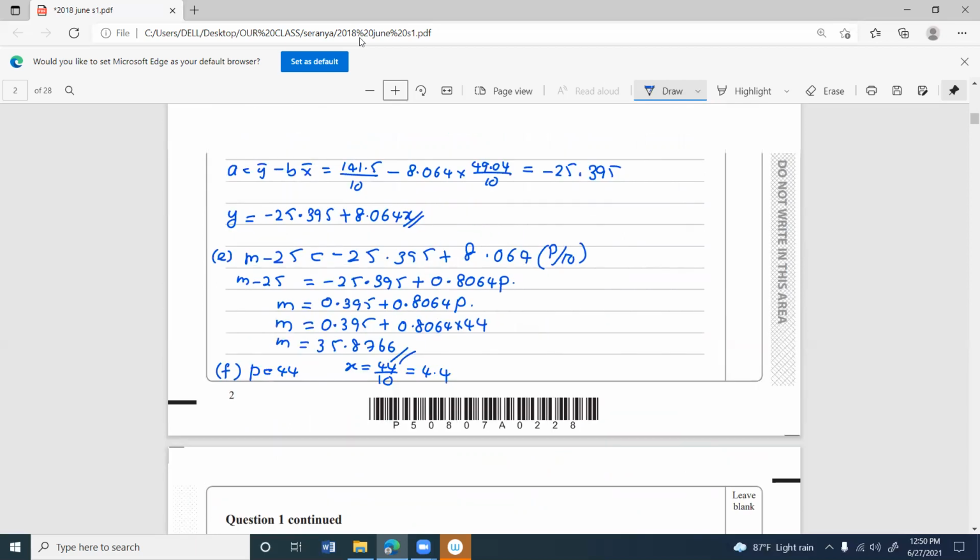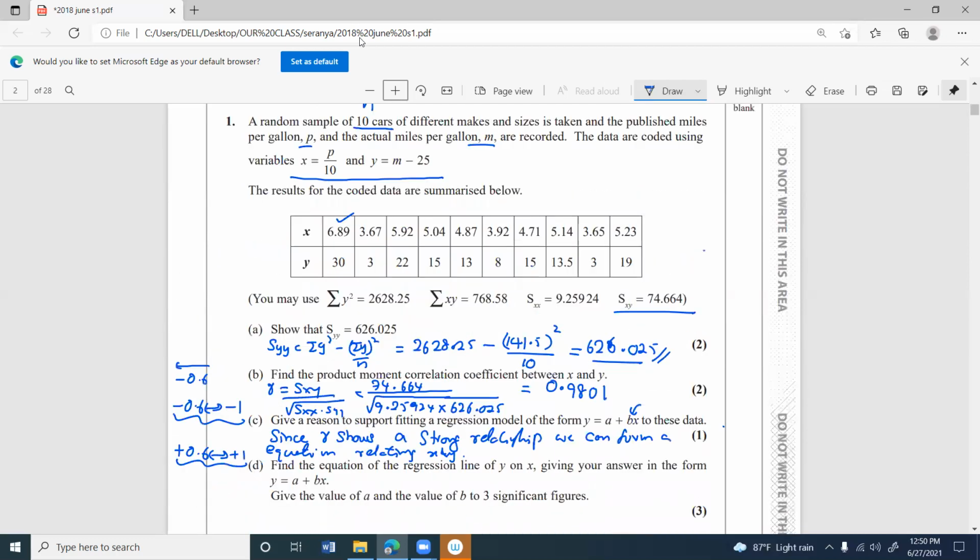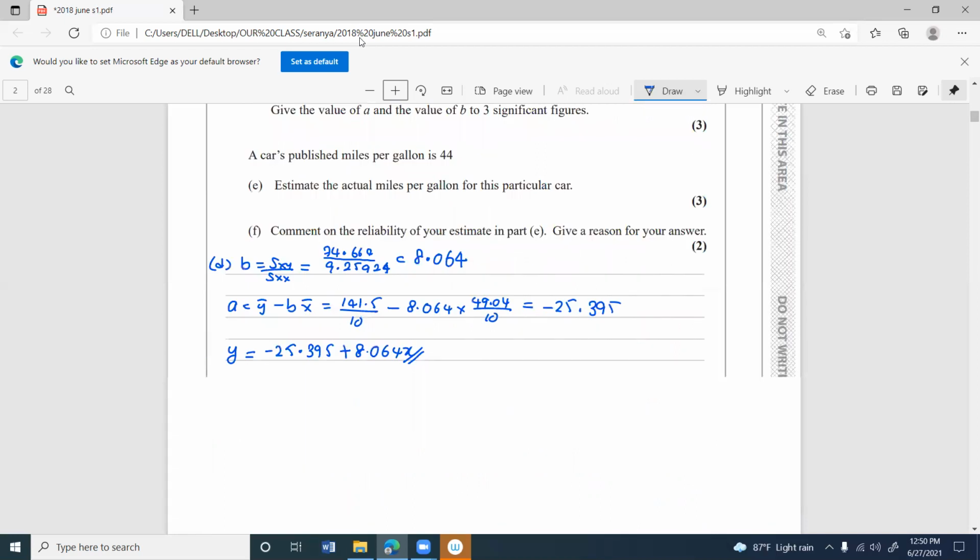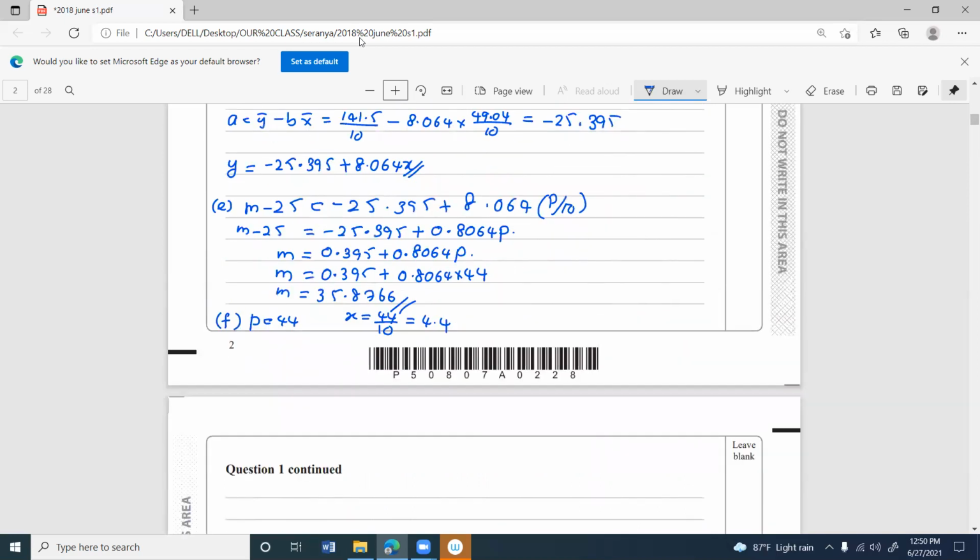That is 4.4. Now check whether it is within the range of the data we calculated. The range is from 3.92 to 6.89. So this 4.4 is within the range of data calculated. Understood? This is called interpolation. Therefore, it is reliable. That's a way of writing this answer.